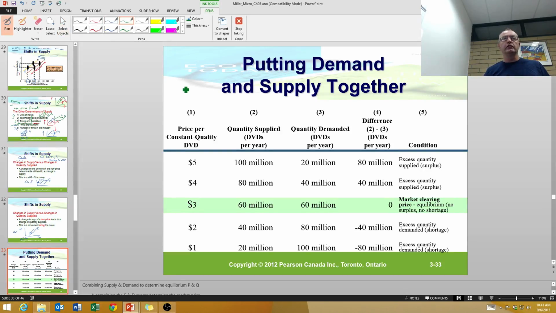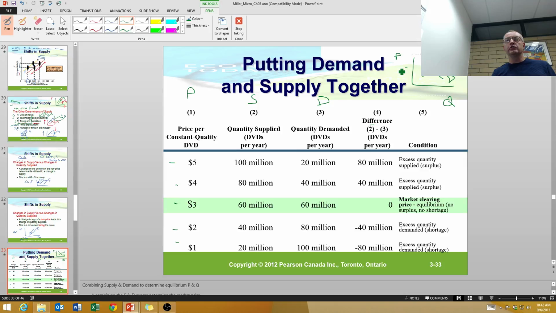So here's our little data table, here's our price schedule for DVDs, 5, 4, 3, 2, 1. Here's our supply schedule. Here's our demand schedule. And of course, we can measure the difference between quantity supplied and quantity demanded at different prices. So of course, we're going to draw a little diagram here. We're going to have a demand curve and we're going to have a supply curve. We see that they intersect. There's quantity and there's price. And they're going to intersect at a price of $3.